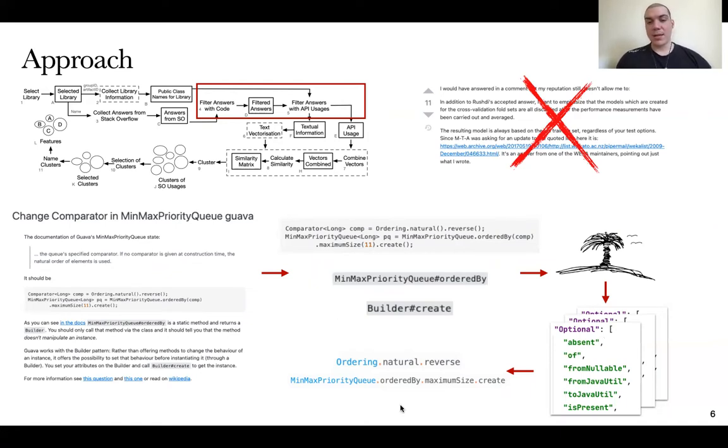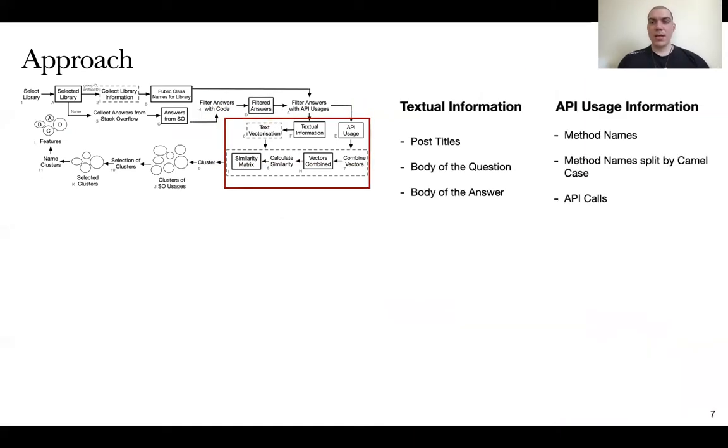If that's the case, we then consider the natural language information around this usage. Now we classify this information into two main categories. The first one, the textual information, containing information such as the post titles, the body of the questions, and the body of the answers. And then the other category, API usage information, is basically the code containing the method names divided by the camel case style that is common in the Java language, and the API calls, meaning the classes followed by all of the methods that belong to this class.